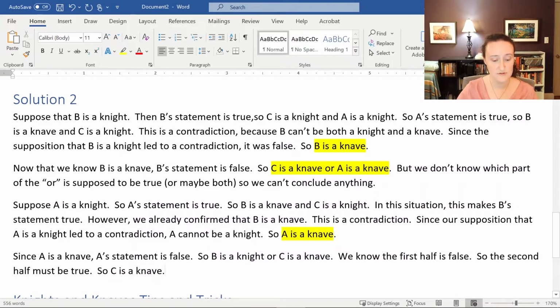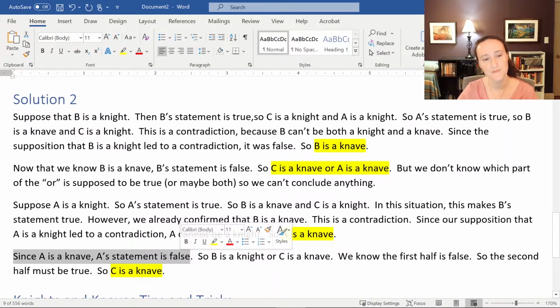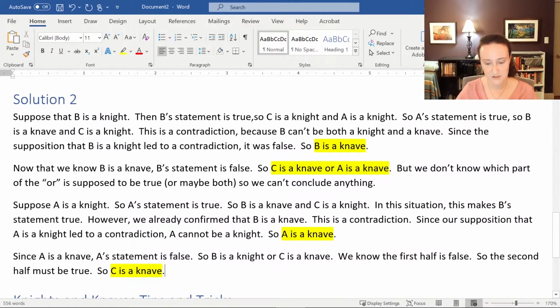And notice here that I was not looking for a contradiction because I was not making a guess. I was following up on definite information. A is a knave, so A's statement is false. All right, so we have solved the puzzle. So now I'm going to go over some tips and tricks to make sure that you can effectively solve these puzzles without getting mixed up and chasing your own tail.